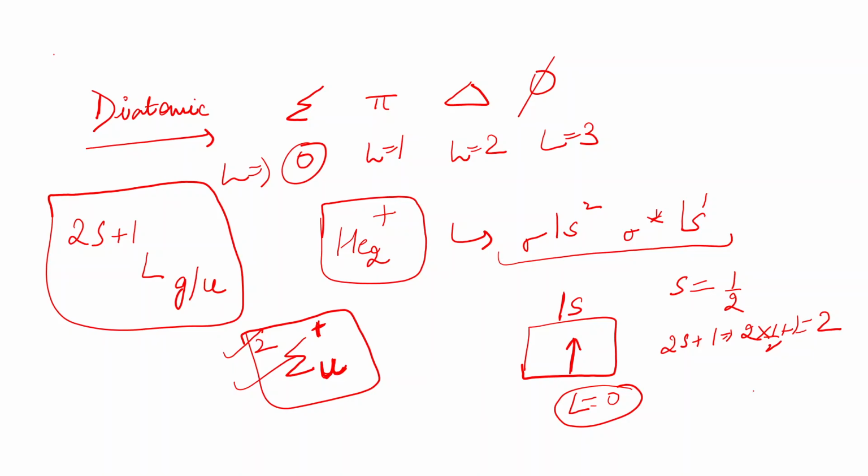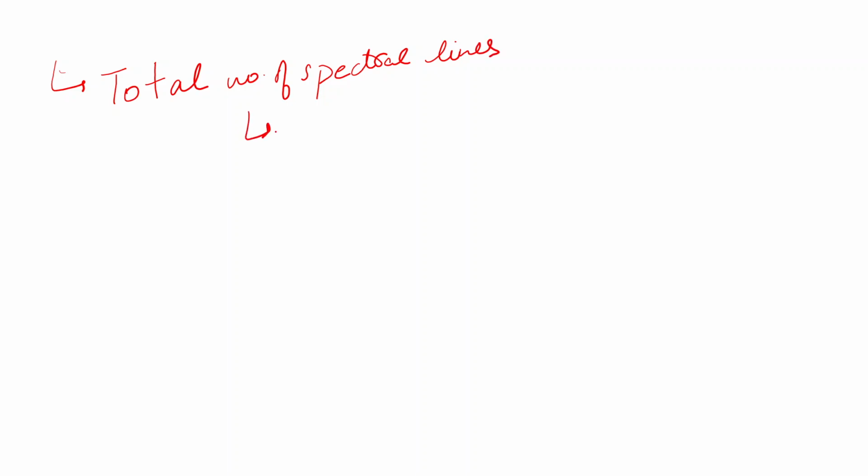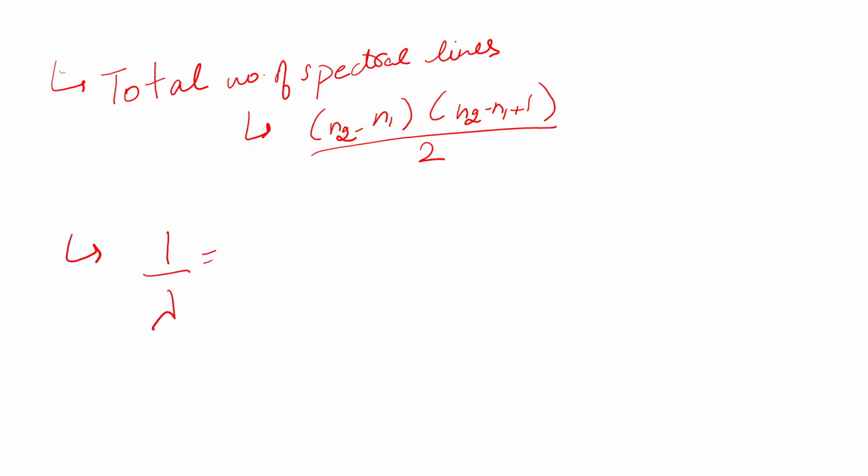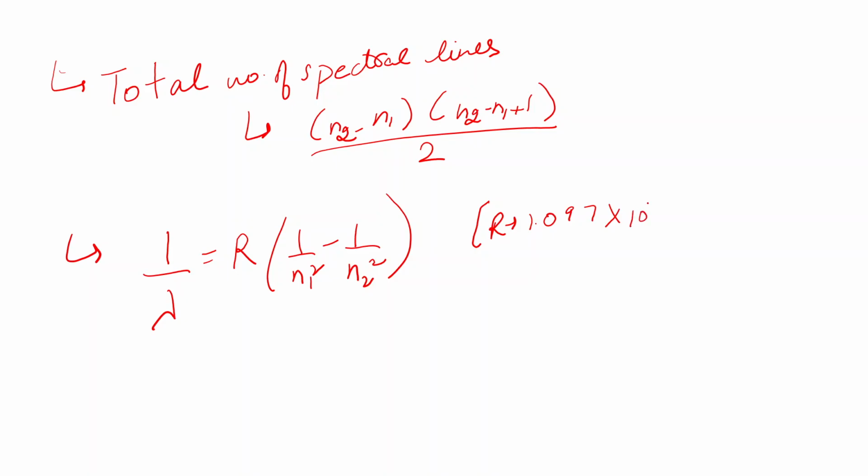Yes, ma'am. Now we also discussed some formulas, like a simple formula to calculate the number of spectral lines. It is n2 minus n1 multiplied by n2 minus n1 plus 1, divided by 2. You should also remember Rydberg's formula: 1 by wavelength equals R times 1 upon n1 square minus 1 by n2 square. And the Rydberg constant value, you should remember, is 1.097 into 10 raised to power 7 meter inverse.